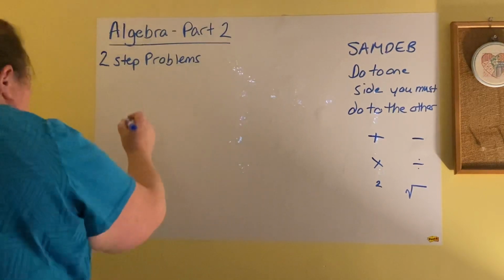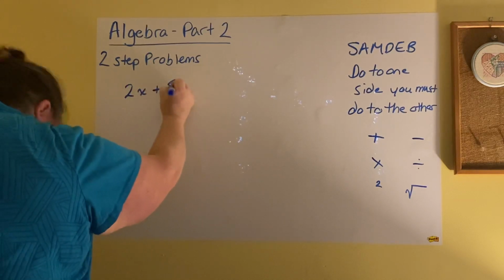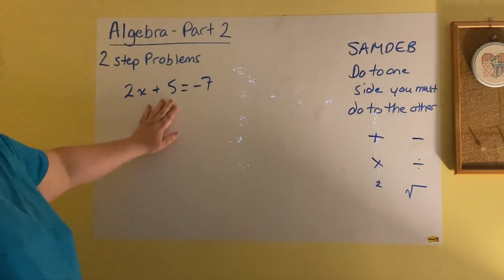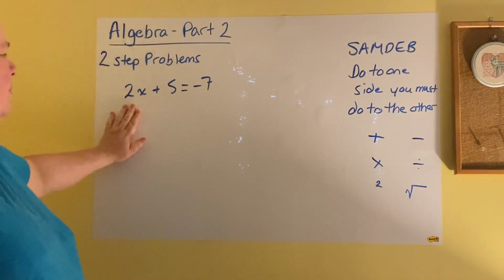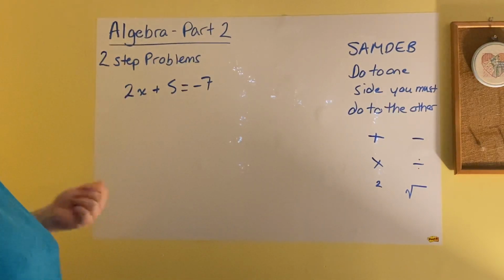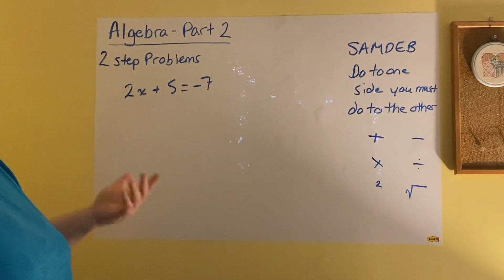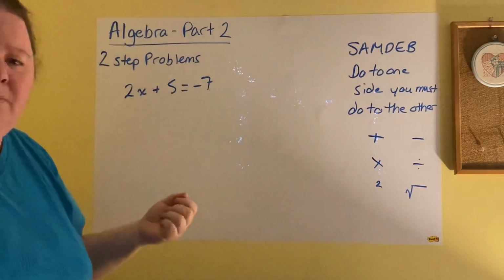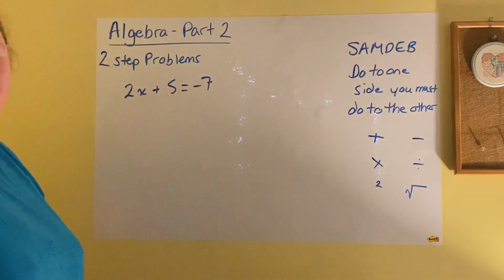So for instance, if I have 2x plus 5 equals negative 7, I've got two terms here that I've got to deal with. And I've got two operations I've got to deal with, because I have multiplying and I have adding. So in this case, once you figure out what your operations are, you're going to look at SAMDEB, which tells you adding and subtracting have to be dealt with first. The other thing, when it's more than a two-step problem, is you might be able to combine things together. There's no like terms on the same side that can be combined right now.